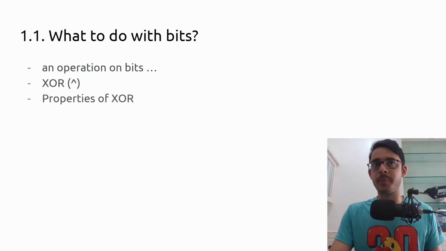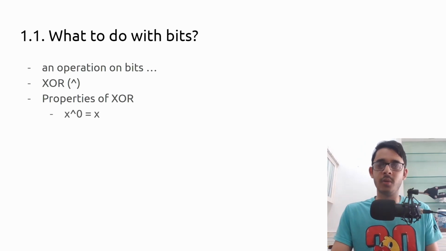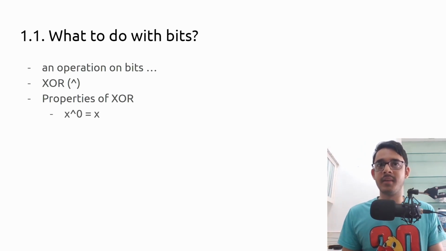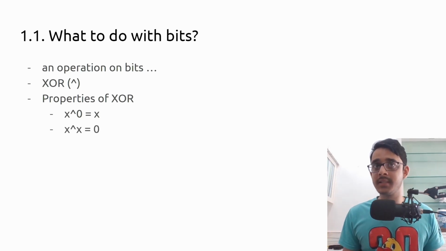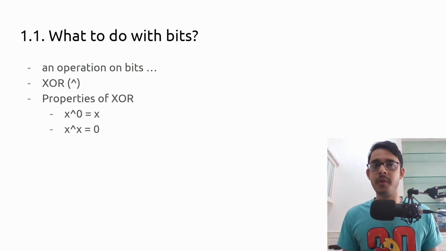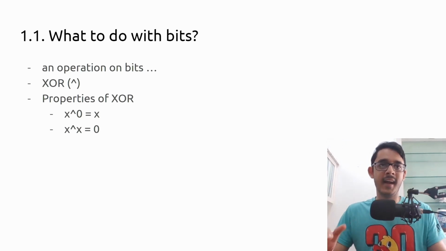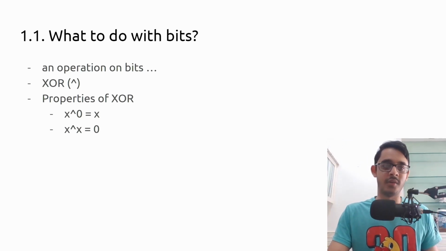Let's look at a couple of properties of XOR. I'm assuming you already know about it, so I'm just going to do a quick review so that we can understand these examples better. In the case of x XORed with 0, we'll get the answer as x. For x XORed with x itself, we're going to get the answer as 0. Both of these are going to play hand in hand and be very interesting later on.